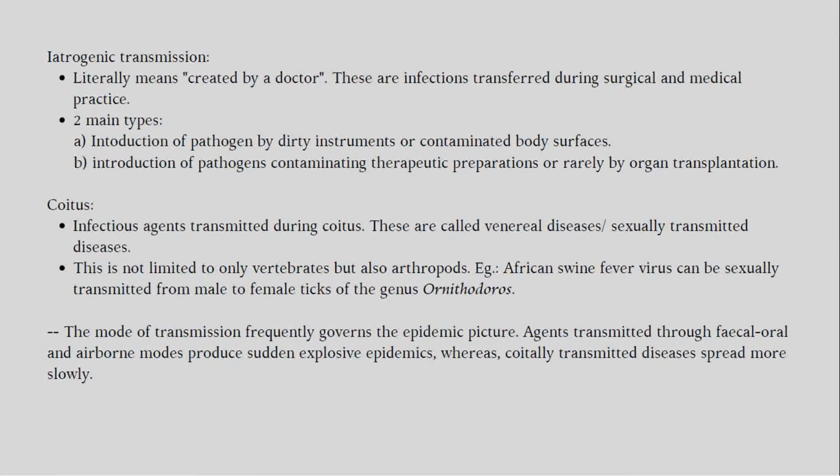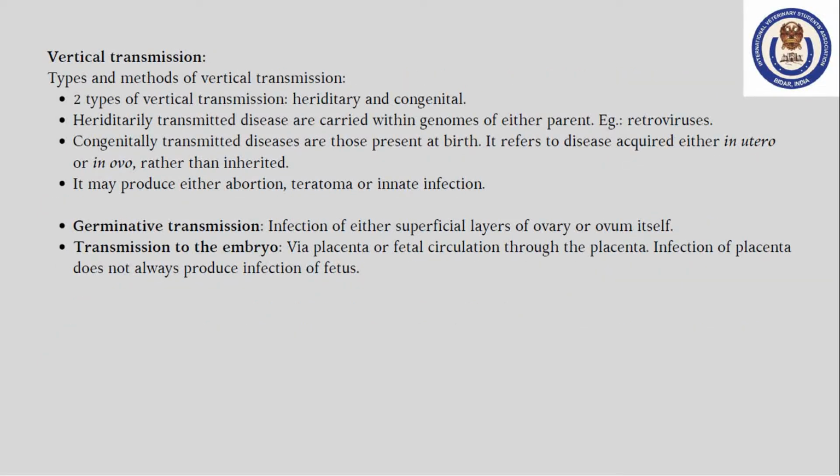The mode of transmission frequently governs the epidemic picture. Agents which are transmitted through the fecal-oral and airborne modes can produce sudden and explosive epidemics because there is a fast rate of transmission of infection, and coitally transmitted diseases spread more slowly because there is a slower rate of transmission. This was about the horizontal transmission. Next is the vertical transmission, which is the transmission from one generation to the next generation. It has two types, hereditary and congenital.